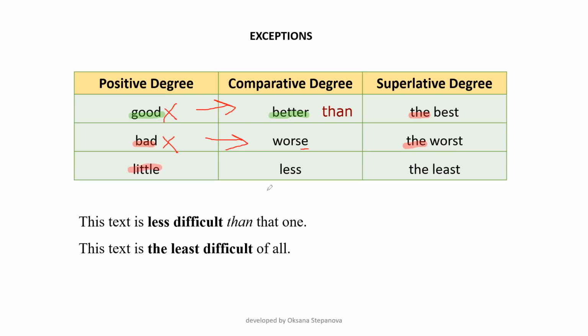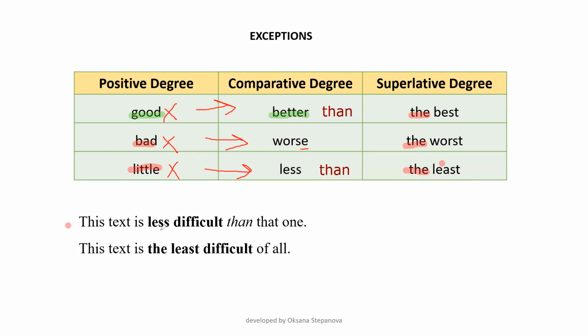All right, and we have little. Again, don't add anything here. We don't say littler or littlest. I can't even say it. All right, we have the comparative degree less than, and the least of all. It's E, long E here, least.